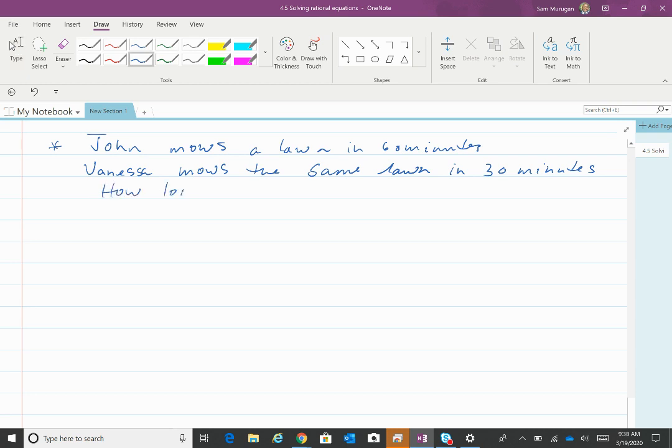How long will it take working together? So remember, the setup here now is John will mow 1/60th of the lawn. Vanessa will mow 1/30th of the lawn. If we establish that T is the time working together, okay? We're going to call that T. I forgot to mention that is equal to 1/T.